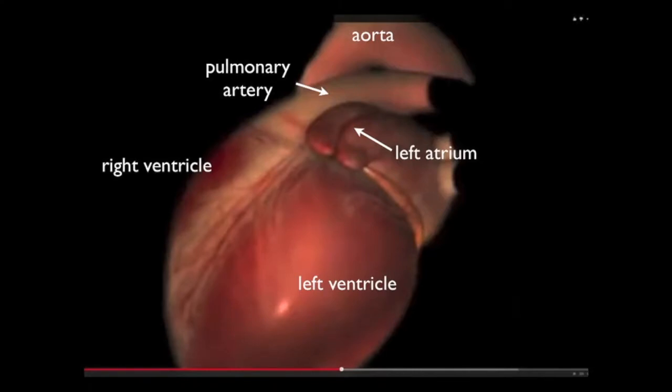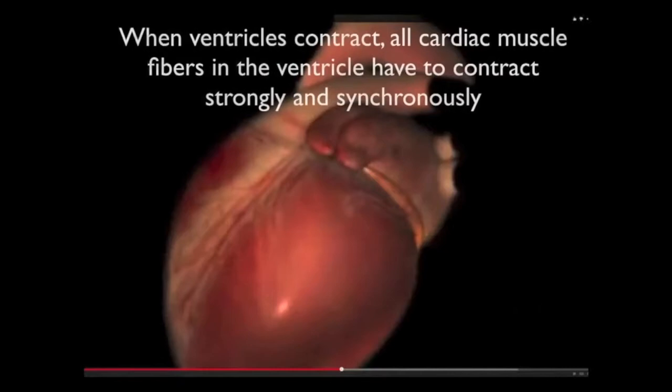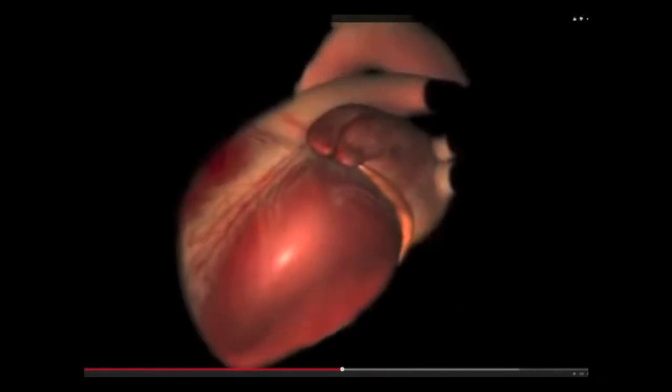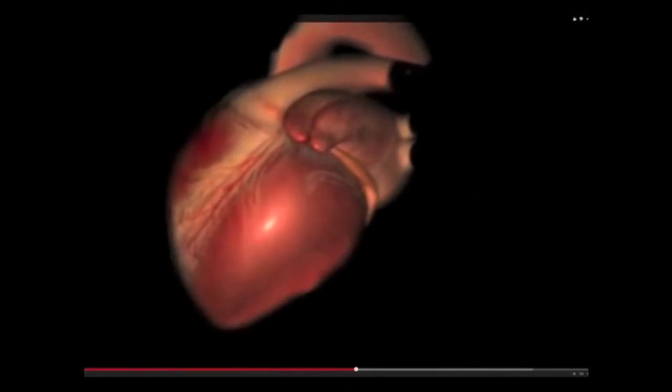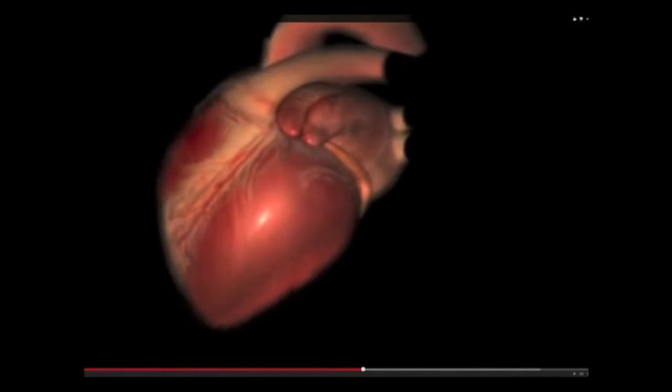Recall that the function of the heart is simply to pump blood throughout the body, and to accomplish this task, when the ventricles contract, all the cardiac fibers have to contract strongly and synchronously. You can see these features as the heart goes through its synchronized cycles of contractions and relaxations. Now in cartoon version.